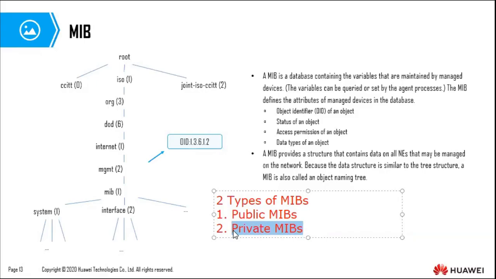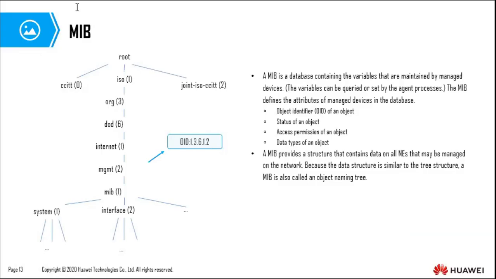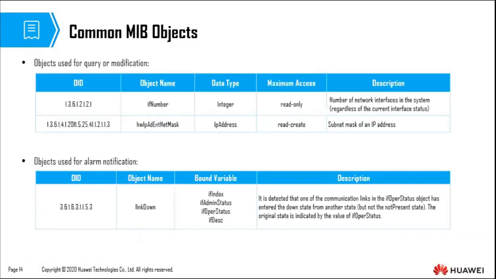So really, private MIBs are simply used to enable SNMP to be able to manage those private protocols. Are we together? And they are called proprietary protocols. Private protocols, proprietary. Otherwise, the other ones are called open protocols or public.